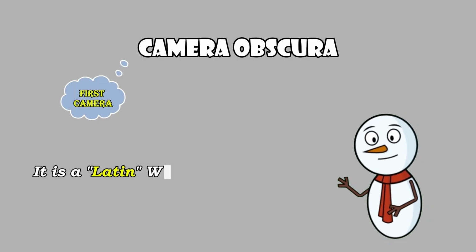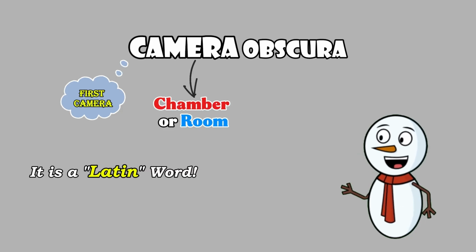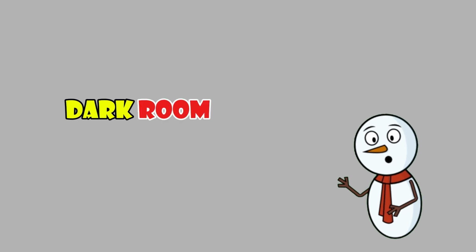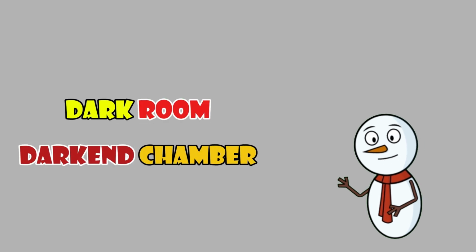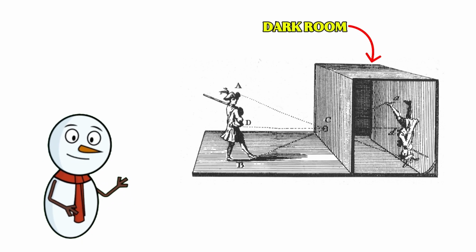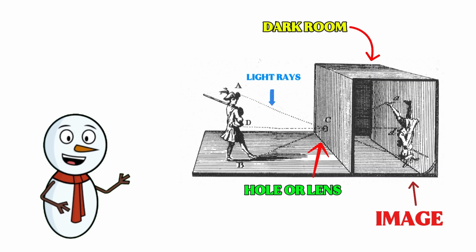The term Camera Obscura comes from Latin, where camera means chamber or room, and obscura means dark, translating to dark room or darkened chamber. Camera obscura is a dark room having a hole or lens on one wall. The light from the outside area will pass through this hole and project an inverted image on the opposite wall.